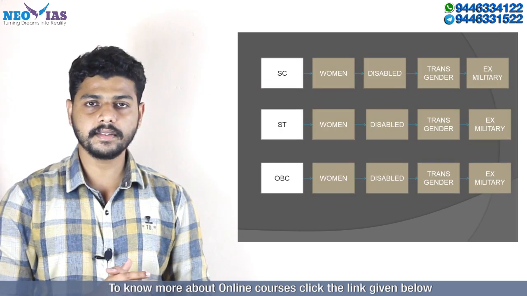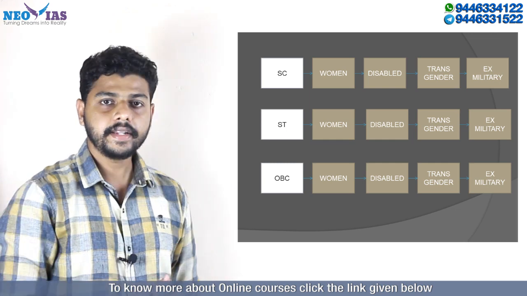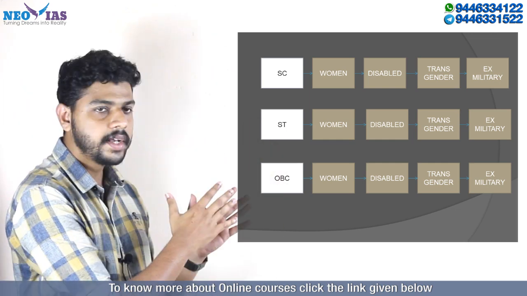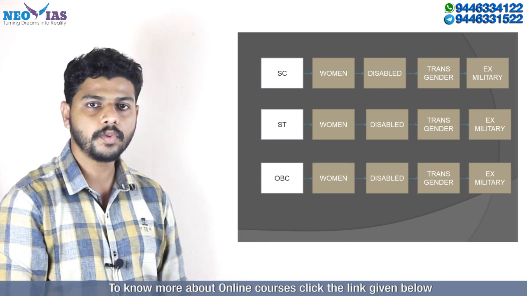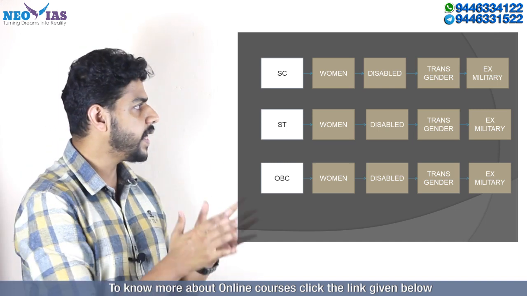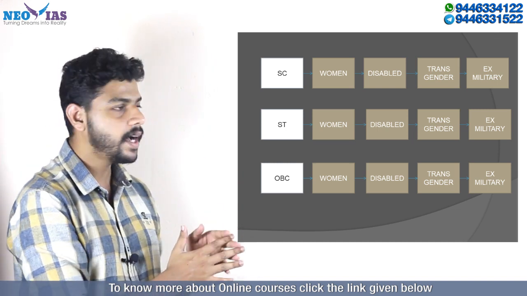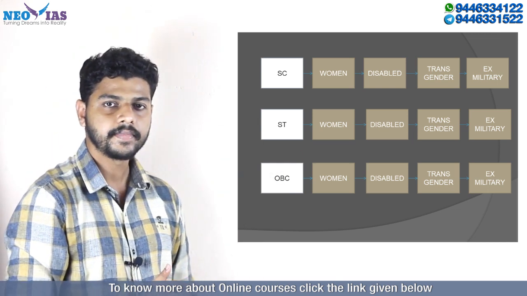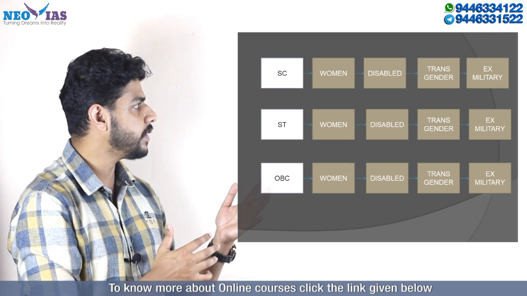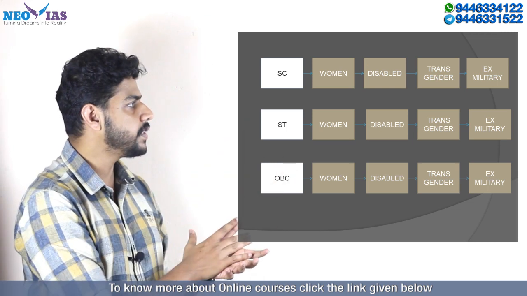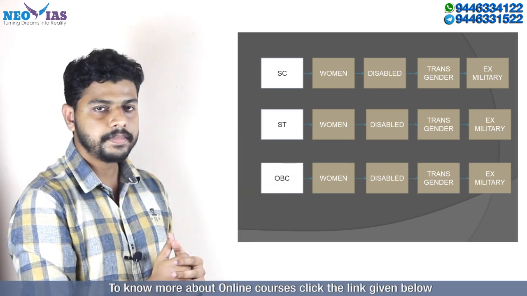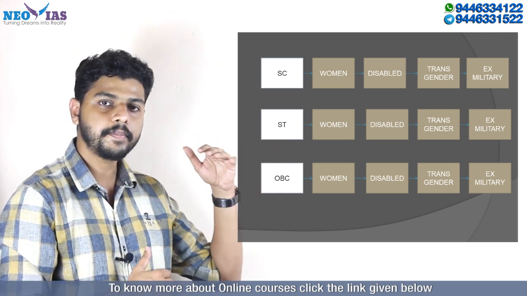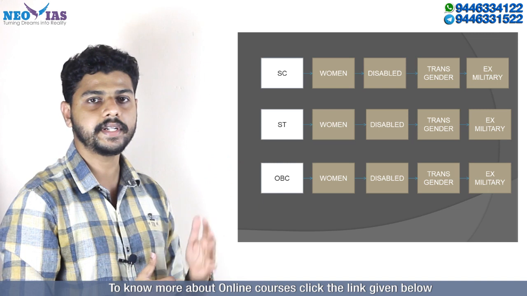We can explain the same with the help of a diagram. In the figure, we can see the vertical categories, which are the SC, ST and the OBC. Also, we can see the horizontal categories are applied separately in each vertical category. The horizontal categories here are the women, the transgender community, the people with disability and the ex-military. Those categories are applied separately for each vertical category.